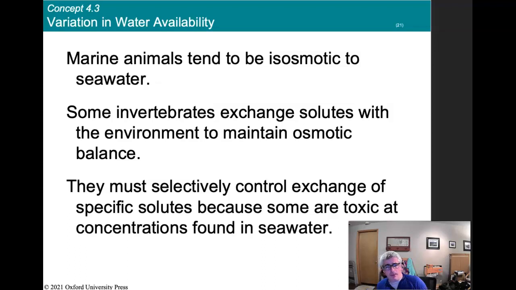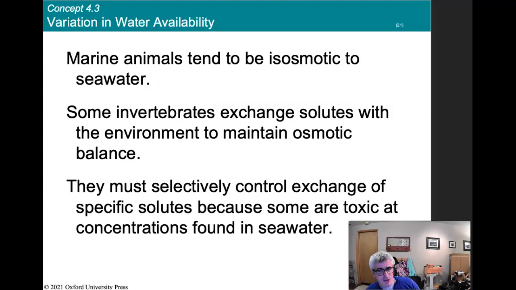We're going to run through a couple types of organisms, going back to our prior terms of isoosmotic, hypoosmotic, and hyperosmotic. So marine animals tend to be isoosmotic to the seawater, meaning that their concentration of salts and solutes is about the same within the organism versus the environment.